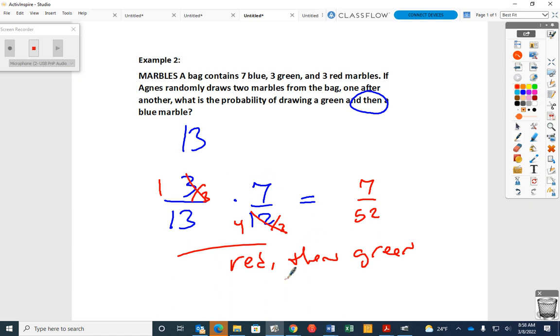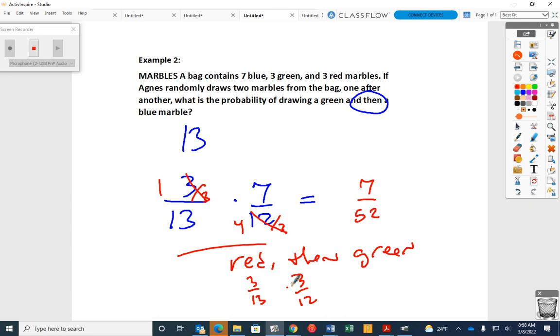Okay, Brooklyn, what's the probability of getting a red? 3 over 13. Do you guys agree? What's the probability of getting a green? 3 over 12. Now, how many of you got that first part right? Good. Now, I can do one of two things. When I cancel this, I can either cross cancel these, or I can do what?